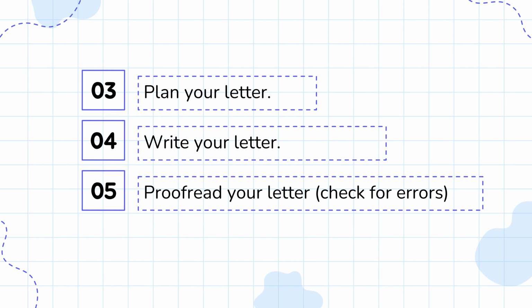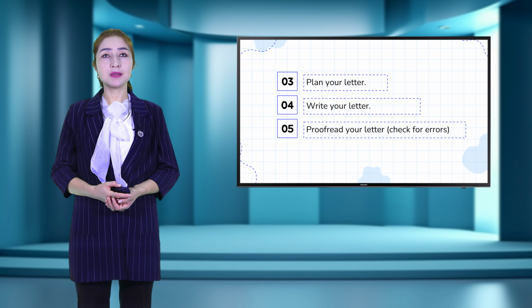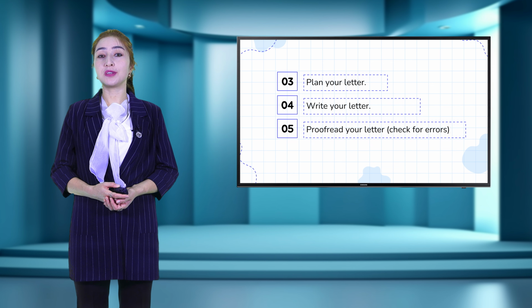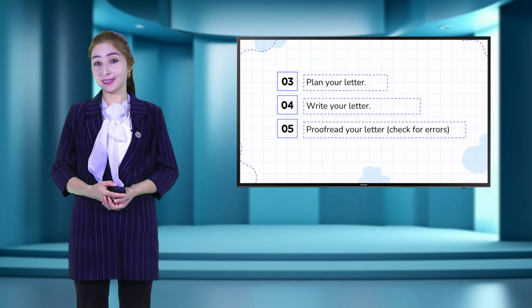The third step is called plan your letter, and the fourth step is to write your letter as well, and the last step is called proofread. It means check your errors after finishing your writing. And here I would like to give you much more information again. Structure of a formal letter.